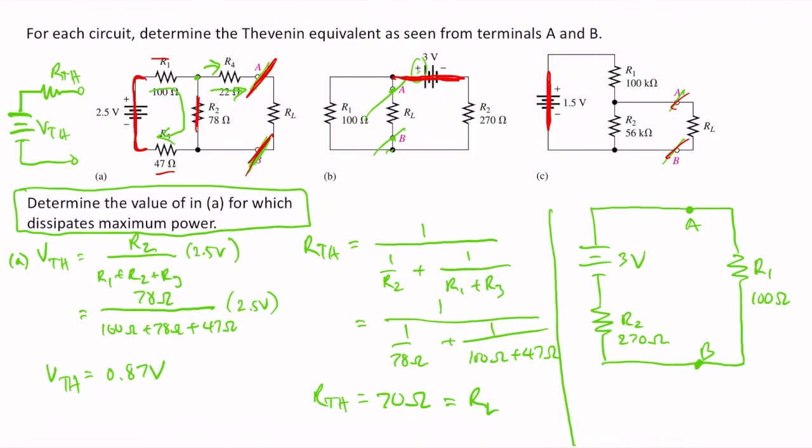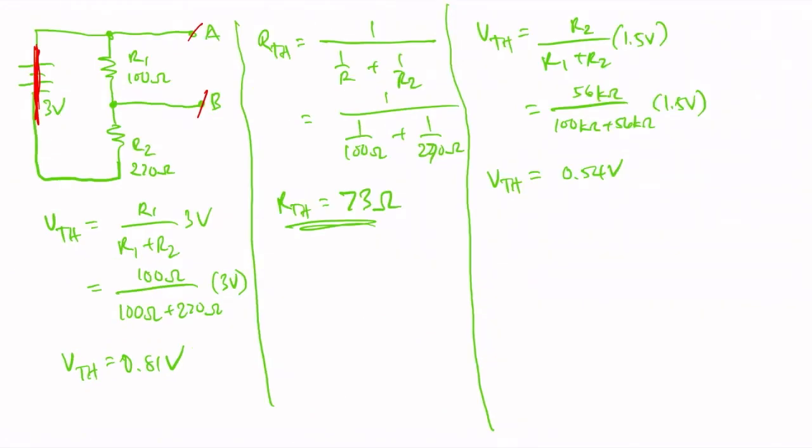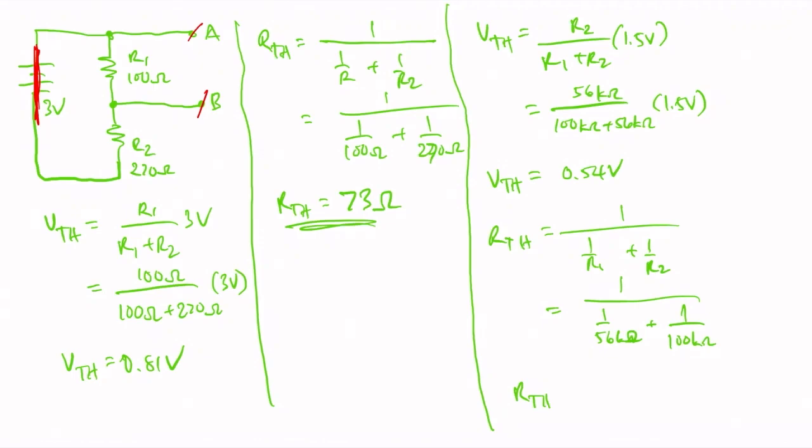For the Thevenin resistance, we replace the source voltage with a short, which means that as seen across A and B, R1 and R2 are parallel to each other, so that the Thevenin resistance is nothing but 1 over R1 plus 1 over R2, which is equal to 1 over 56 kilo ohms plus 1 over 100 kilo ohms, and the Thevenin resistance is equal to 36 kilo ohms.